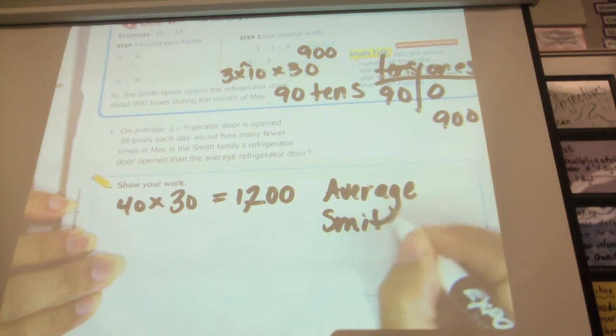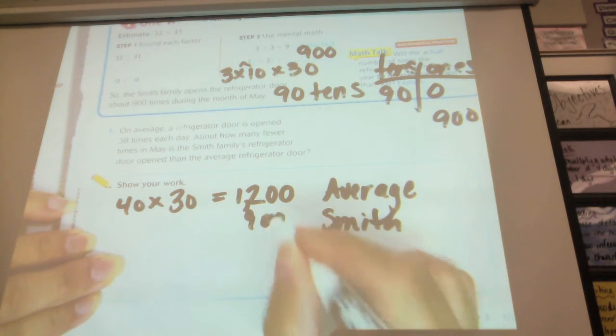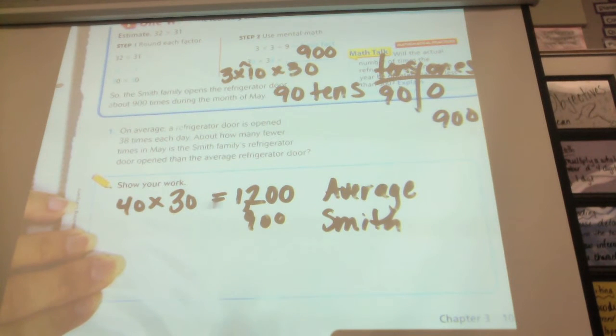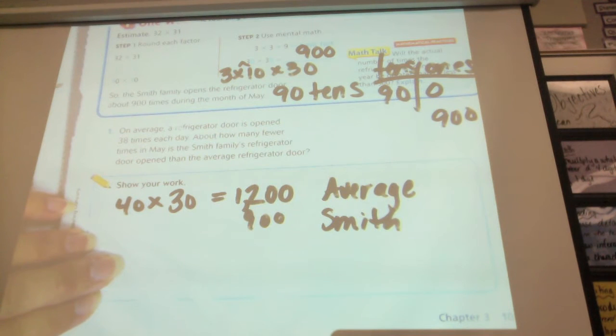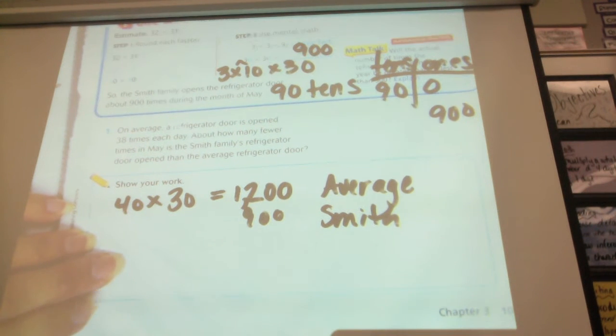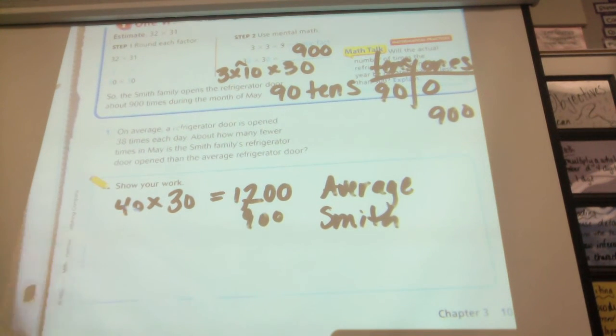Smith was 900. And the question says, about how many fewer times in May is the Smith family's refrigerator door open than the average? So how am I going to find about how many fewer times? What function should I do? I want you to think of it before you just start yelling it out. Raise your hand when you know which function I'm going to do to figure out the difference. How many fewer times they open.